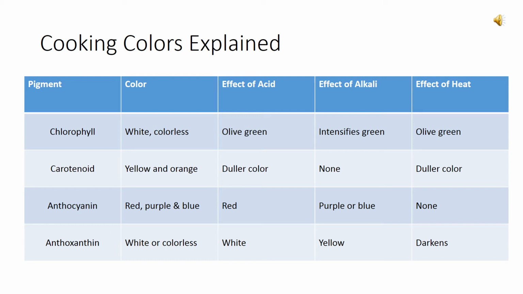If you are cooking spinach and the recipe calls for lemon juice, notice the olive green color that will result. This is due to 2 things, to the acidic nature of the lemon juice and to the cooking of the chlorophyll that is occurring. When you're cooking a white potato, watch what happens to the white on its inside. It's going to darken a little bit. This is the change that is occurring to the anthoxanthin.